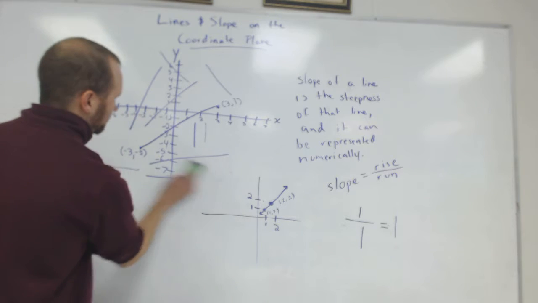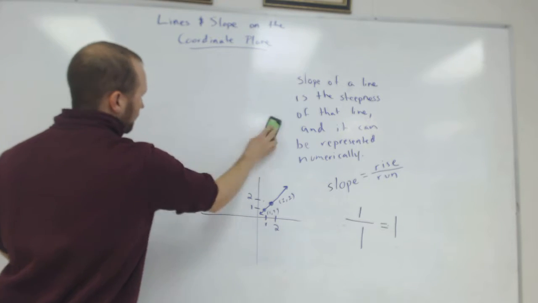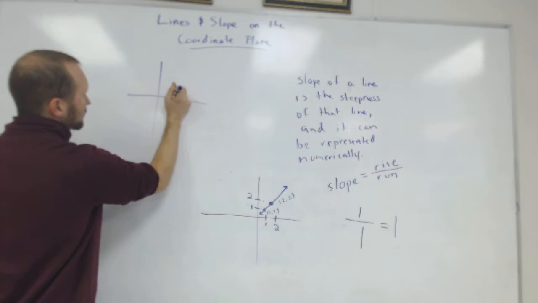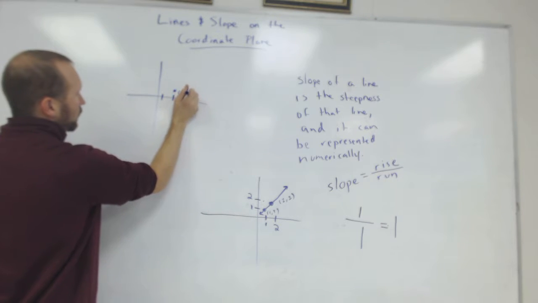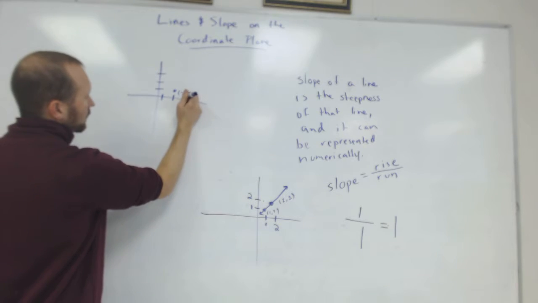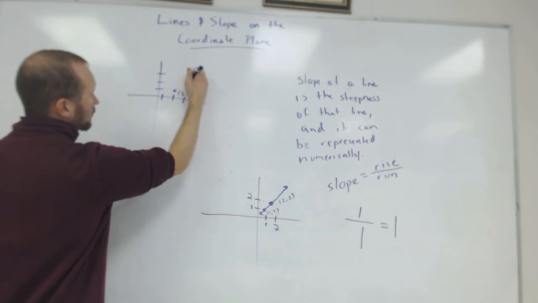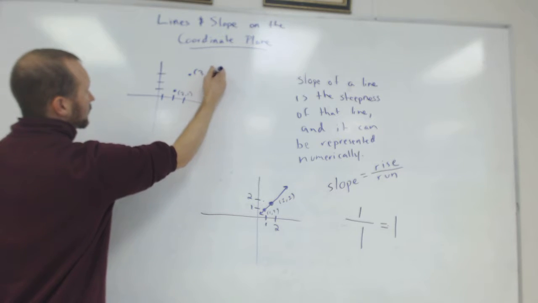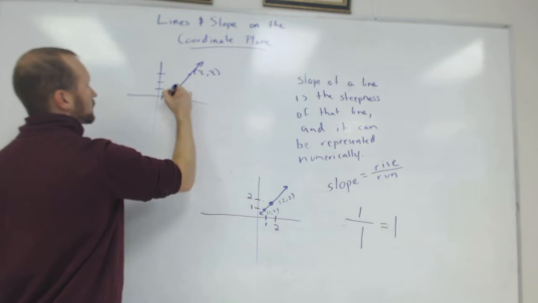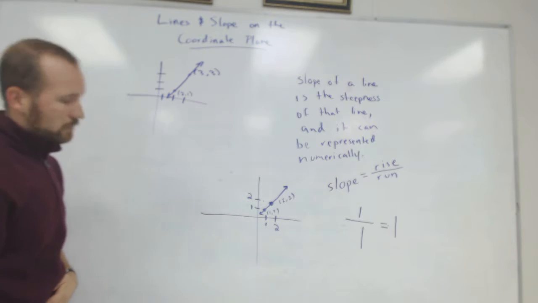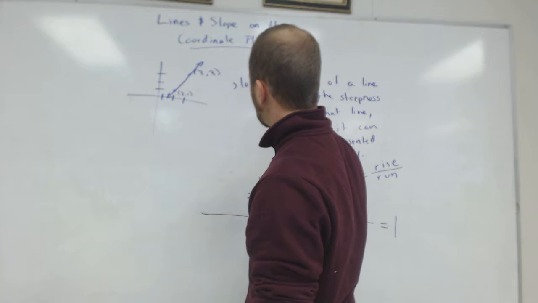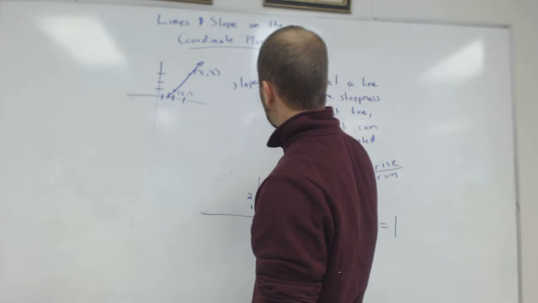Let's look at some other lines. Let's say I had a line on my graph, and it went through the point (2, 1), and then it went to the point (3, 3). So my line that's connecting those 2 points. How am I going to find the slope? Well, the slope is the rise over the run.